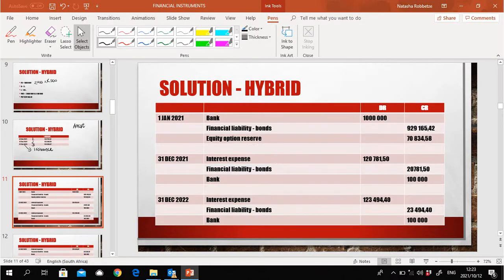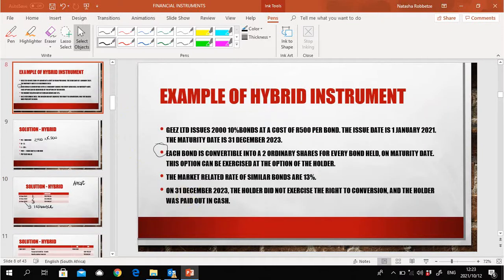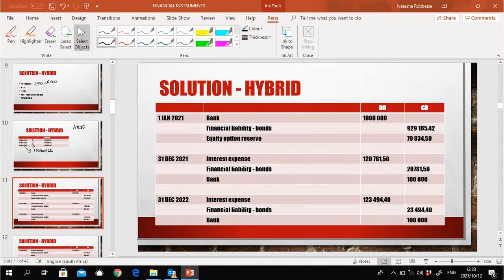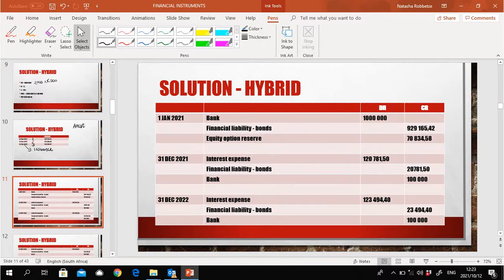For the journal, we're going to start by saying this is a financial liability. And how do you know that it's a financial liability? Well, because there's an issuance. They say this business issued bonds. If it was that they purchased the bonds, then it would have been a financial asset. But it cannot be a financial asset if we work with hybrid instruments, because a hybrid instrument is a financial liability and an equity.